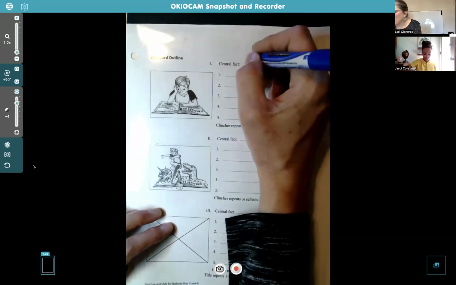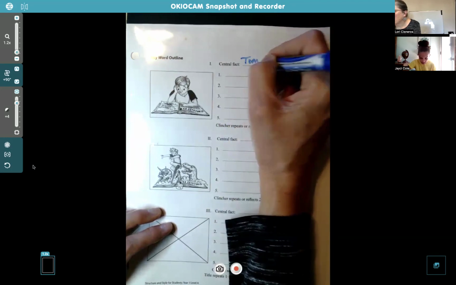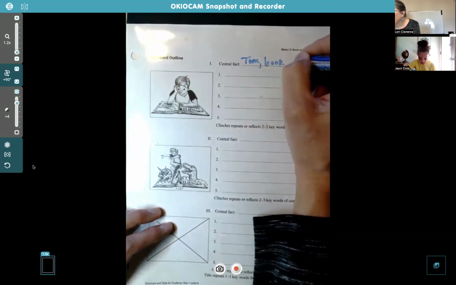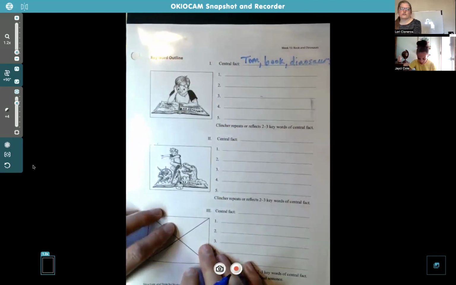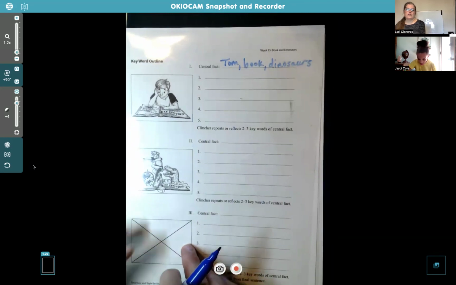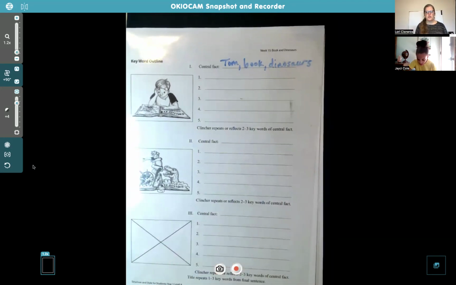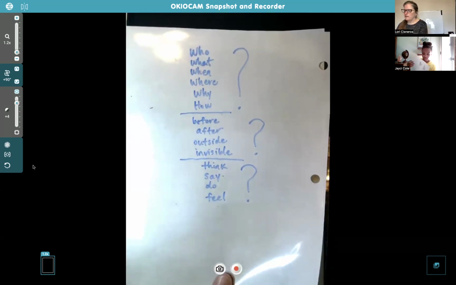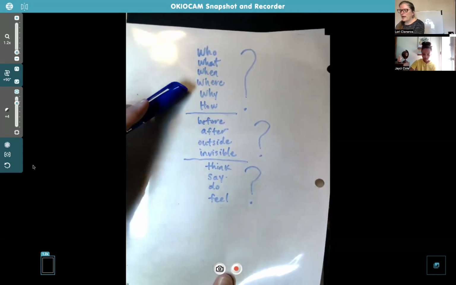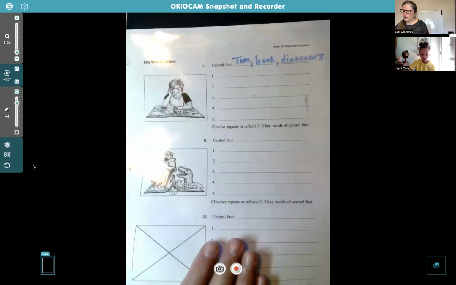Simple. So for the central fact, you can put Tom, book, dinosaurs. So he's reading a book about dinosaurs. That central fact is pretty easy. That's the part where you're just going to say, literally, what's happening in the picture? You named him Tom, and he's looking at a book about dinosaurs. Now, this is when you start asking these question words on the back. Another good one would be, where is Tom in this picture? Where do you think he is?